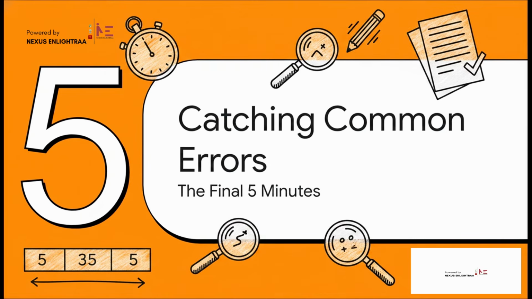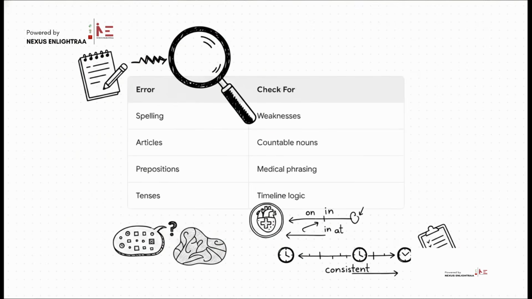All right, almost to the finish line. Section 5. Catching common errors in those final 5 minutes. You are now in the final leg of that 5-35-5 strategy. Listen to me carefully here. Do not overthink this. And definitely do not attempt massive, panic-induced rewrites in these final moments. Doing that almost always introduces more errors than it fixes.